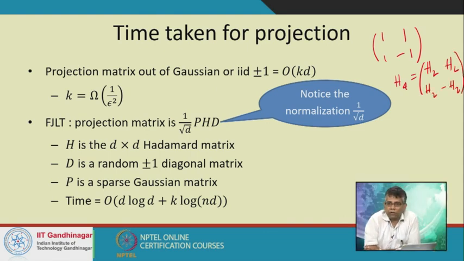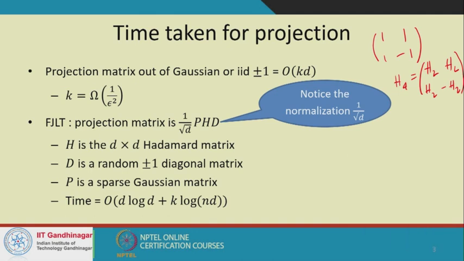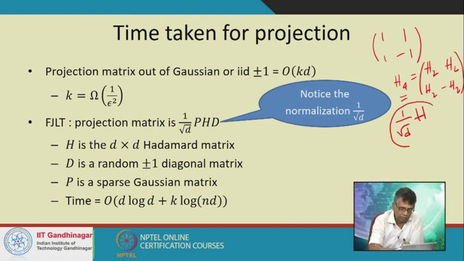What we had forgotten here was the normalization. In the original Johnson-Lindenstrauss, we always needed to normalize so that it basically preserves the norm in expectation. So it is unbiased in terms of the L2 square norm. So instead of taking this particular H, which is the unnormalized Hadamard matrix, we take 1 over square root d times H. This is what we call the Hadamard matrix.